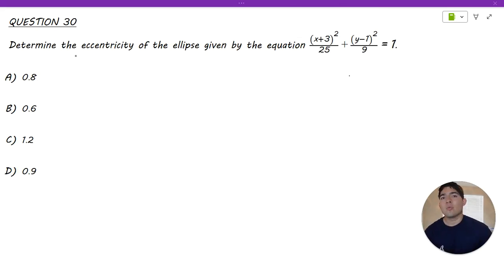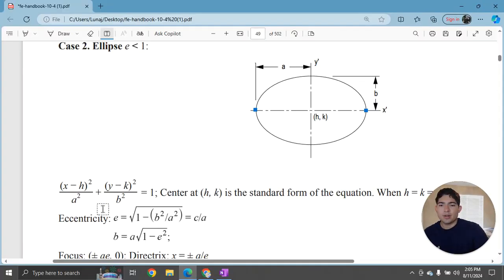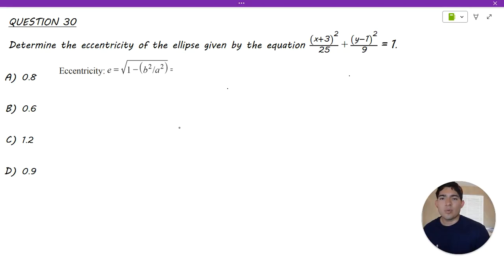So moving on from finding the vertices, we are now at number 30, and we need to determine the eccentricity of an ellipse when we are given the standard form equation. So let me go to the reference manual real quick and show you the formula for eccentricity. As we can see here, the formula for the eccentricity is e equals square root of 1 minus b squared over a squared. So going back to our problem, I went ahead and put the formula right here so we can see it while we solve. If you look at the formula, you see that we need to find b squared and a squared.